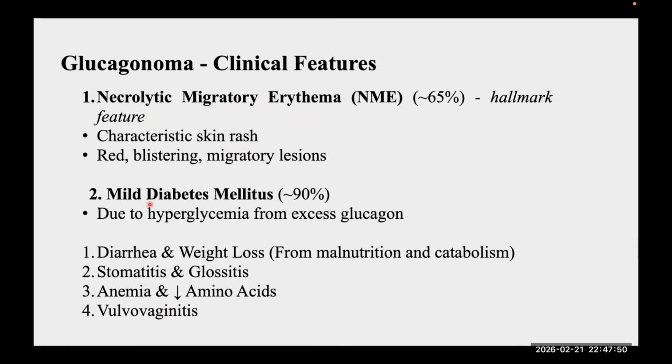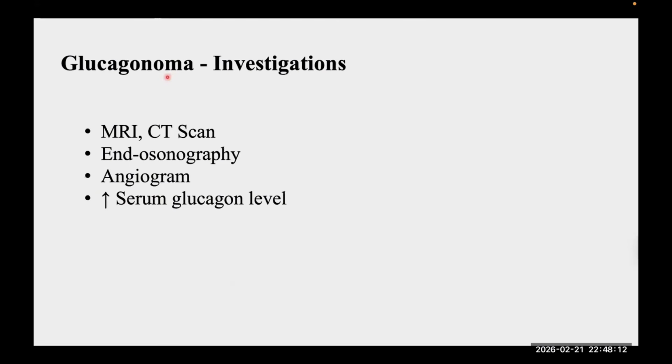There can also be mild diabetes due to hyperglycemia from the excess glucagon. But the diabetes here is mild because there are other hormones that are influencing the blood glucose levels. Diarrhea and weight loss from malnutrition and catabolism. Stomatitis and glossitis are also very characteristically seen. Anemia, decreased amino acids, and vulvovaginitis. All of these are features that can be seen with glucagonoma.